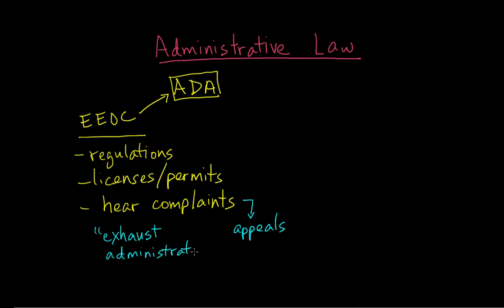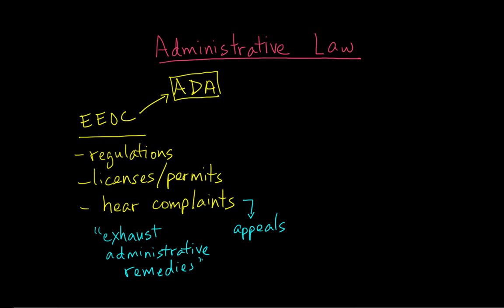So you'll have to have the administrative law judge hear your complaint first. And then only after you've done that, and then you've appealed up to the appeals board, only then can you appeal to a state or a federal court.